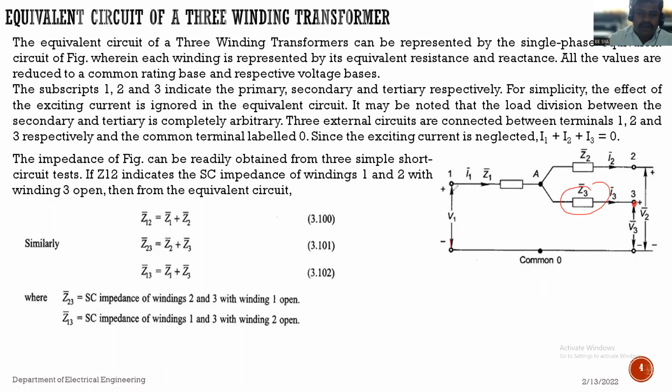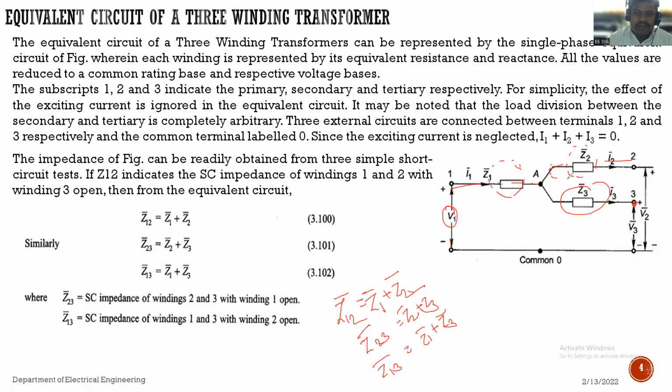At that situation, the connection between these two windings is to a common point. So supply can be given here. Impedance between these two terminals, Z12 bar, is equal to the impedance of this winding and the impedance of this winding, that is Z1 bar plus Z2 bar. Similarly, if we calculate the impedance of terminal 2 to 3, Z23 bar is equal to Z2 bar plus Z3 bar, and Z13 bar is equal to Z1 bar plus Z3 bar.